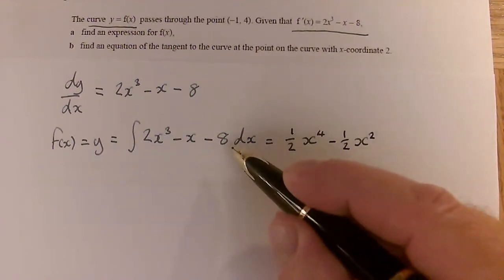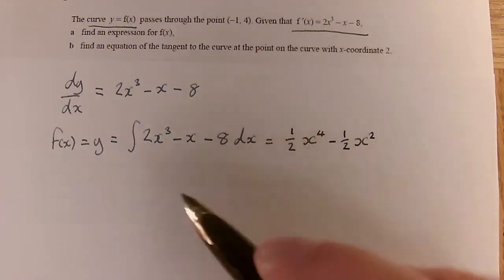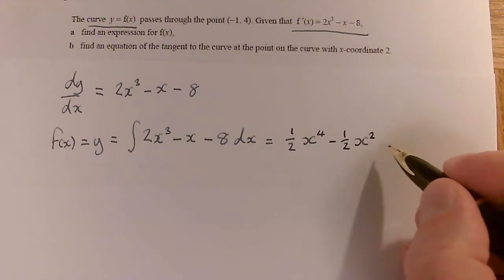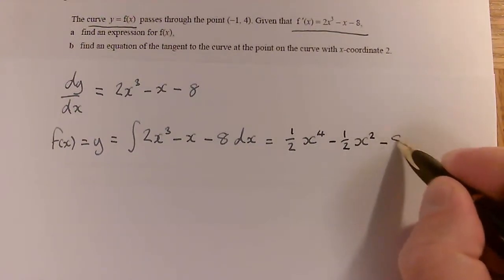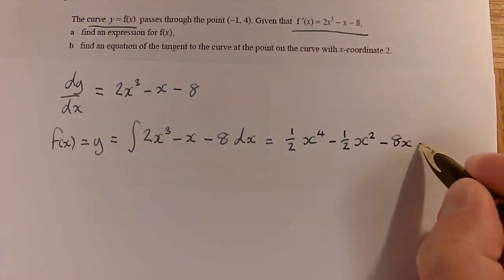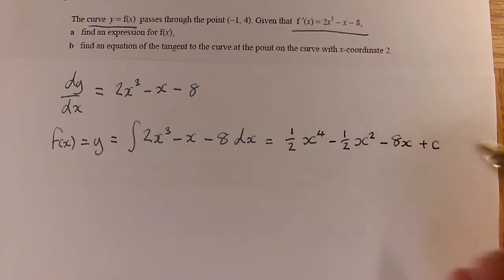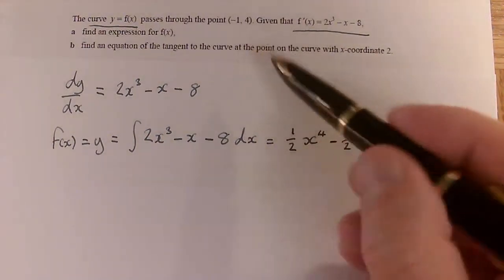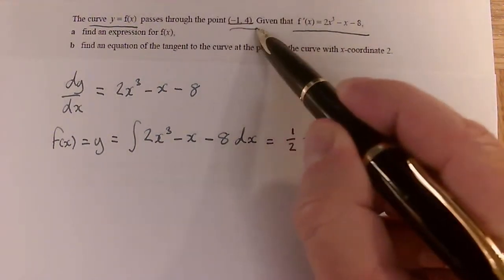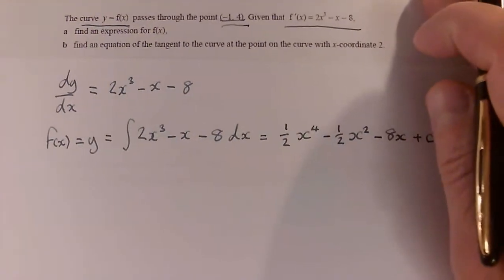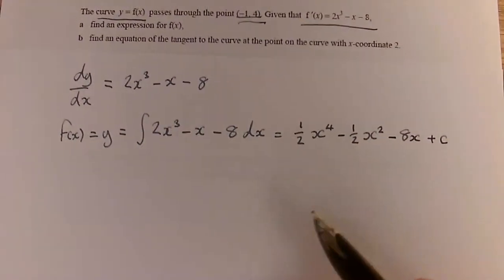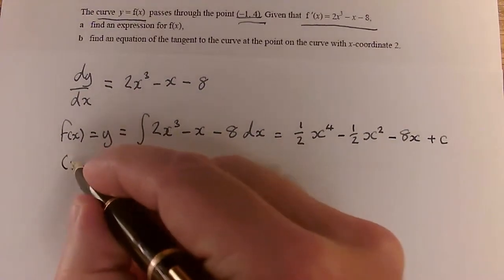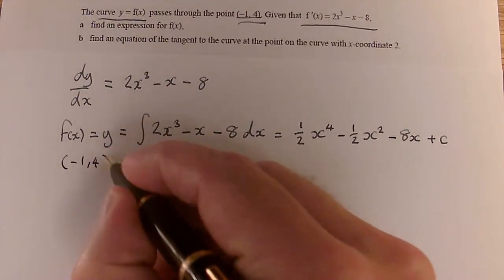Okay, and we've got a minus 8. Constants don't disappear when we integrate. The thing that differentiates to minus 8 is minus 8x, and we must never forget the plus c. In fact, this question is a really good illustration of that, because we've got to now use some more information. This point here is coming into play now, because we've got to use it to find plus c. So we've got this point minus 1, 4.